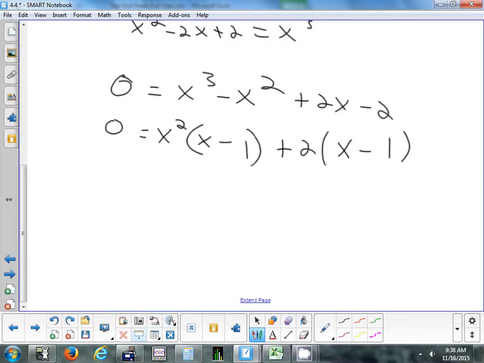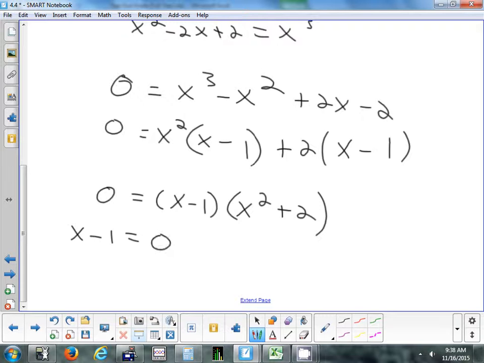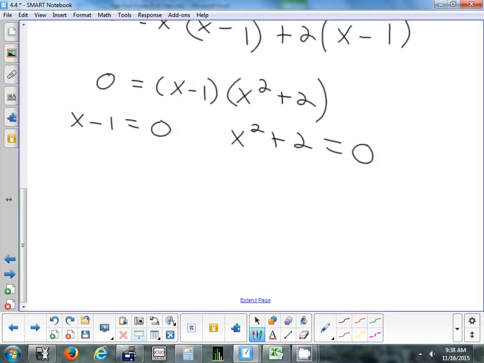What do both of these have in common now? x minus 1. If I take x minus 1 away from the first one, what am I left with? Just x squared. Take it away from the second one, just a plus 2. Now we're multiplying two things together and getting 0. The only way that can happen is if one or both of these equal 0. So either that has to happen, or that has to happen.